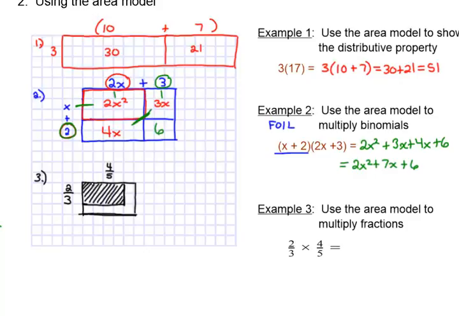And if you count the pieces inside, there's 1, 2, 3, 4, 5, 6, 7, 8 that are shaded out of a total of 9, 10, 11, 12, 13, 14, 15 pieces. 8/15ths. Area model for multiplying fractions. Alright, that finishes section 5.1. Thank you.